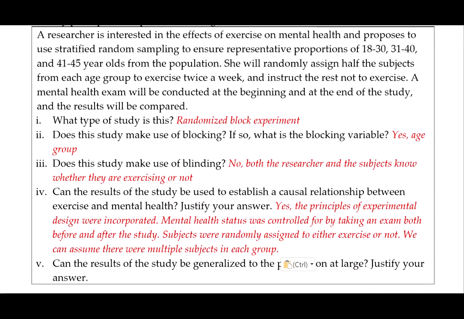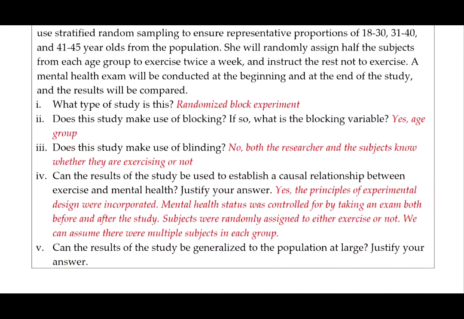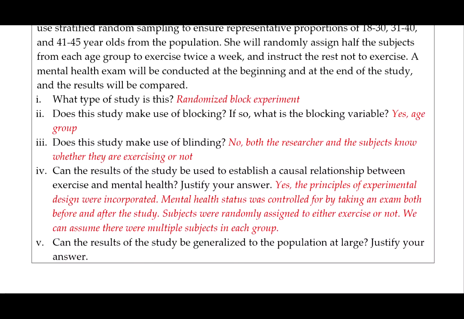And the final part here says, can the results of the study be generalized to the population at large? So in order to determine a causal relationship, we need the principles of good experimental design. In order to generalize to the population at large, we need to have a good, random, representative sample, which we talked about back in chapter 1. And in this case, we have a stratified random sample, which is a good random sample that we can assume is representative of the population. So we can also generalize to the population at large.